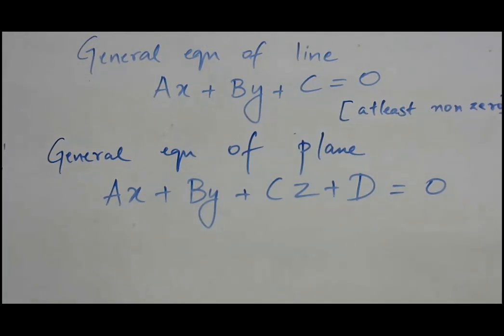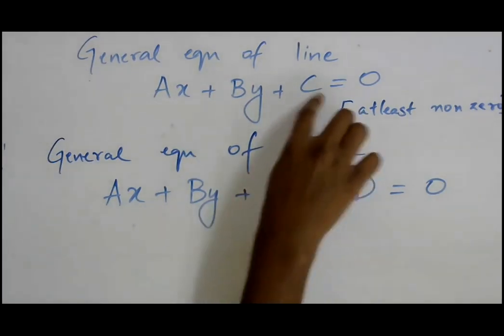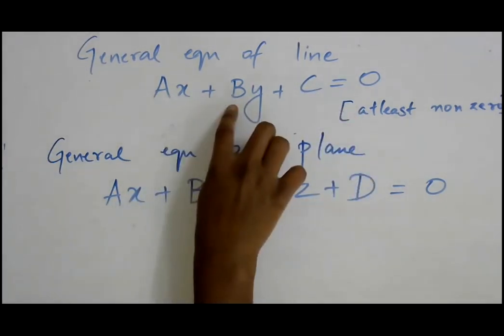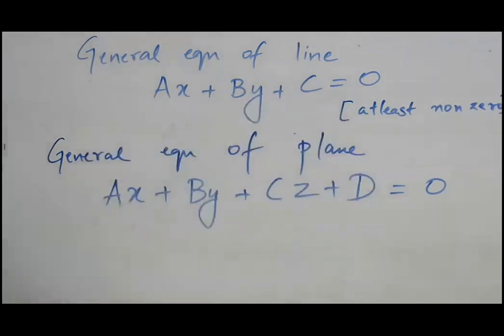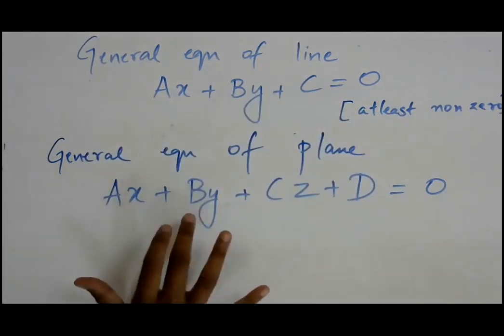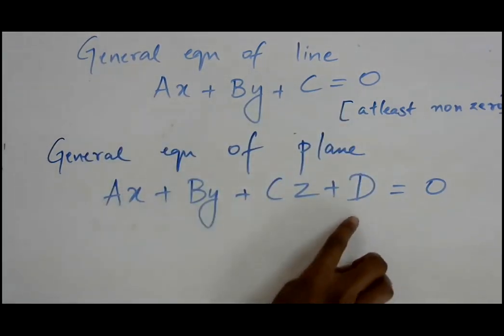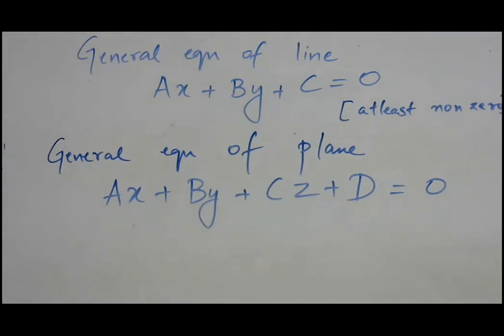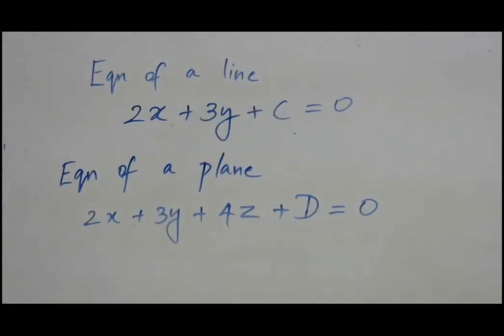Now the question is, what happens if we keep a and b constant and change the c? And what happens if a, b, c are constant here and d is being varied? Let's take a look at it. Let's consider these two examples. Let's try to vary the value of c over here and try to vary the value of d over here.